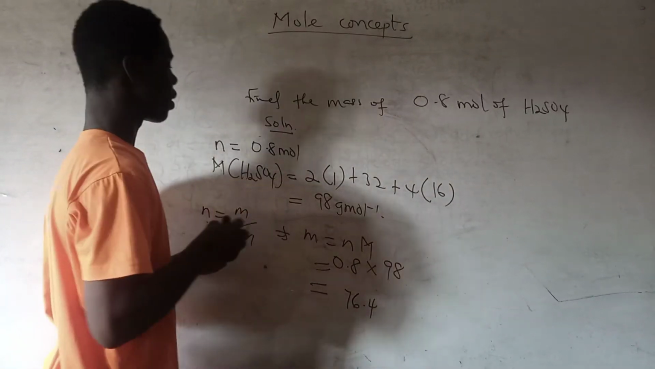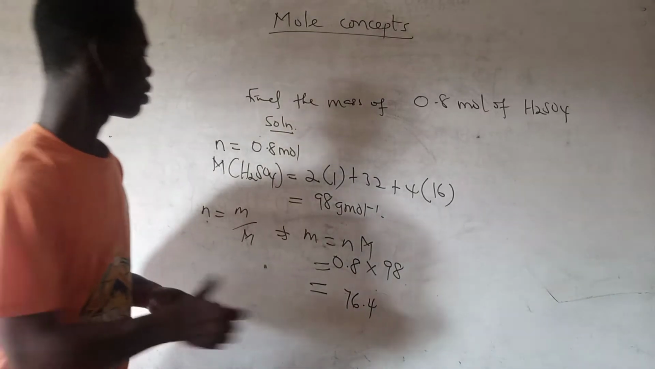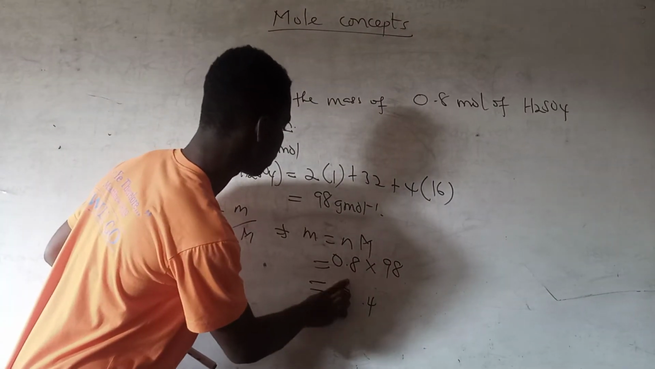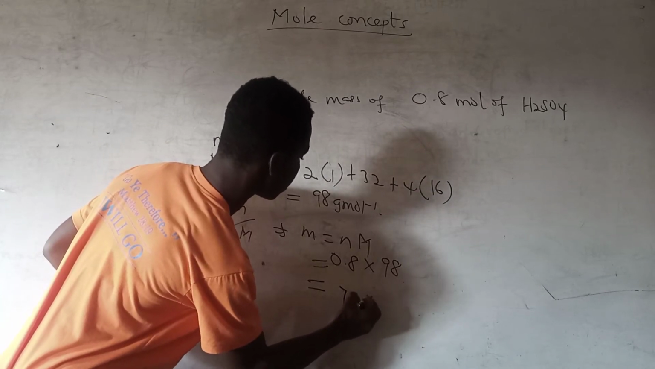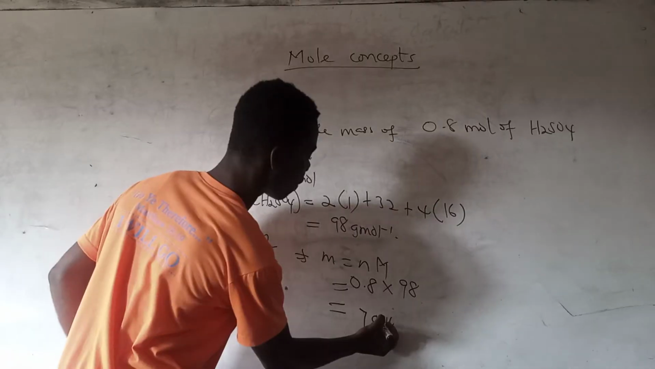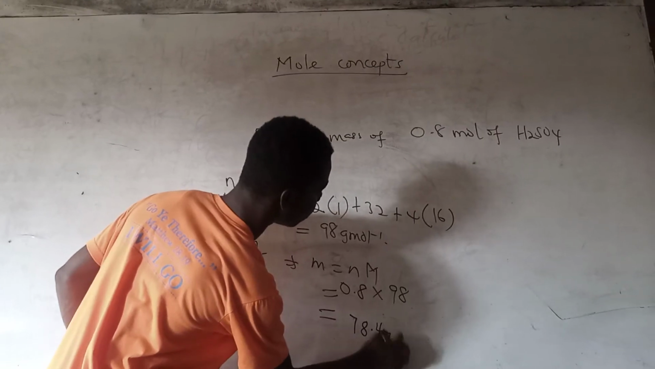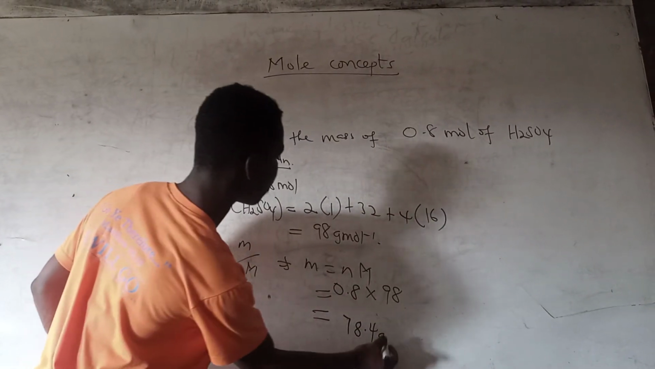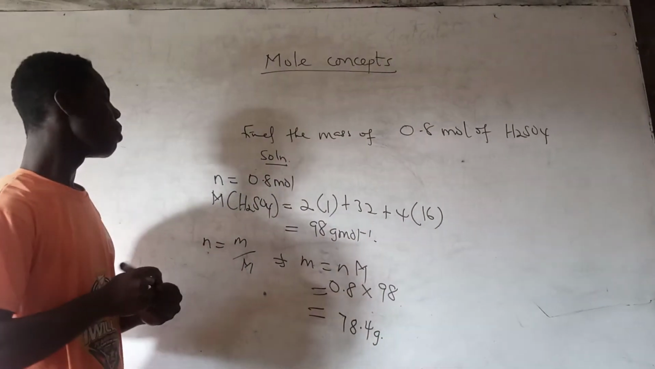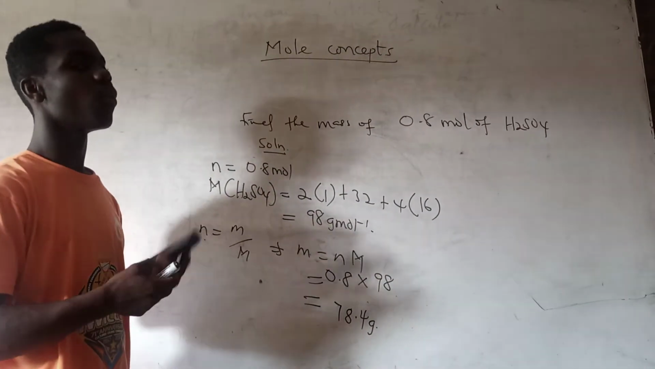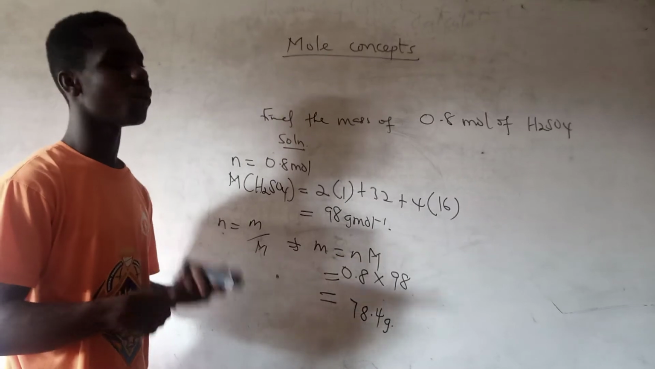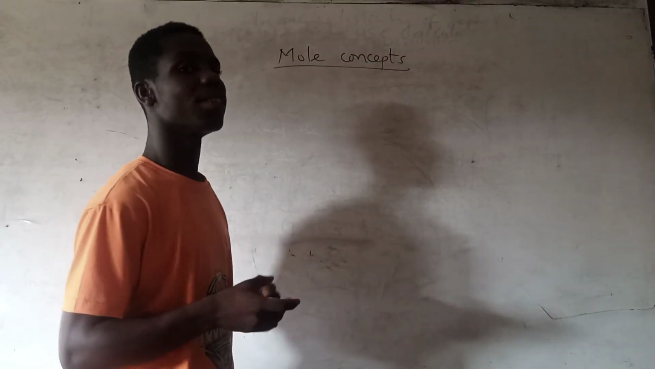If you punch it on the calculator, let me make it well, 78. I think I'm correct. So we were finding the mass, so 78.4 grams, and the mass of the compound has been solved. Let's go to concentration.